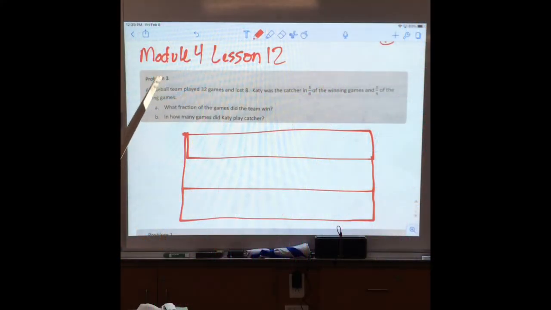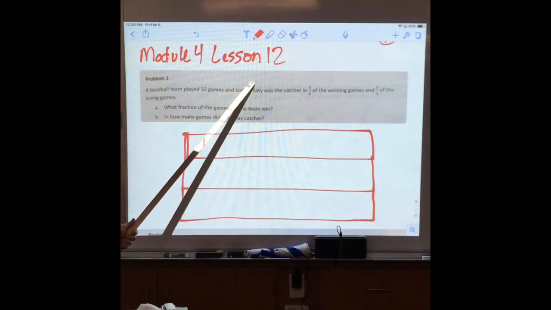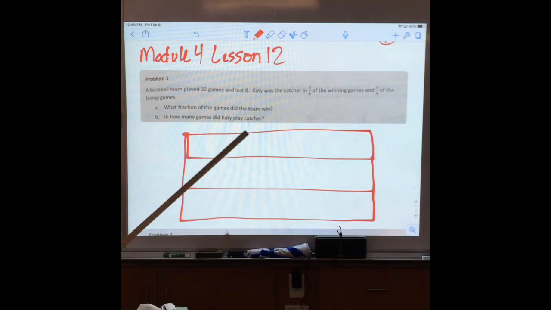Welcome back to math. Today we're doing Module 4, Lesson 12. We're going to solve and create fraction word problems involving addition, subtraction, and multiplication. Let's start with our first problem here.